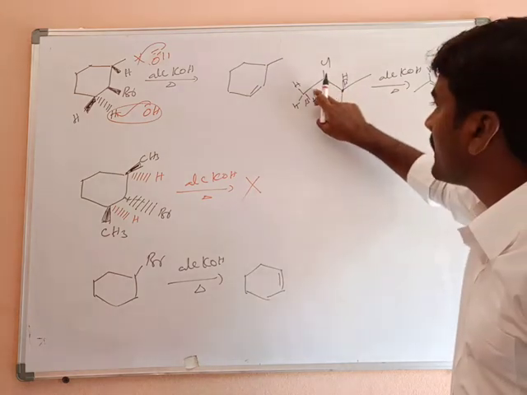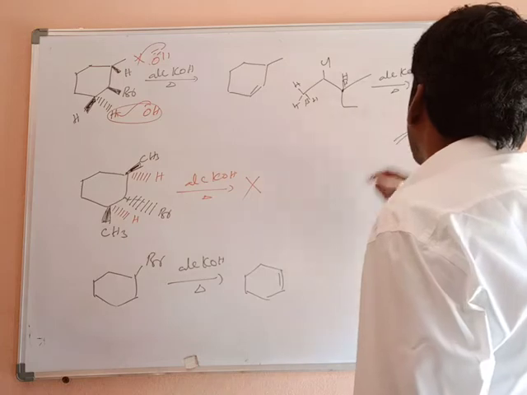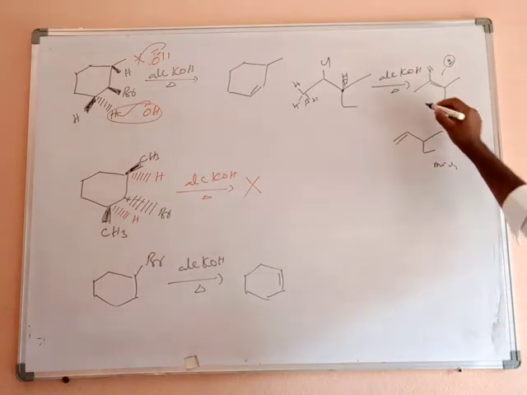Again, when a hydrogen atom is eliminated from this other beta carbon, you will get a double bond here. This is a minor product, and this is a major product.